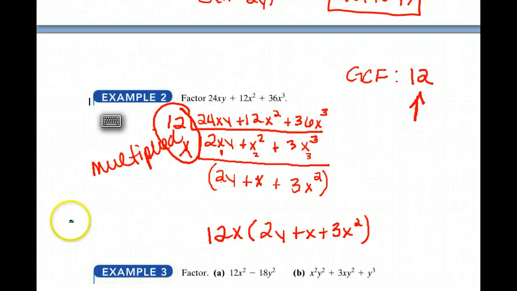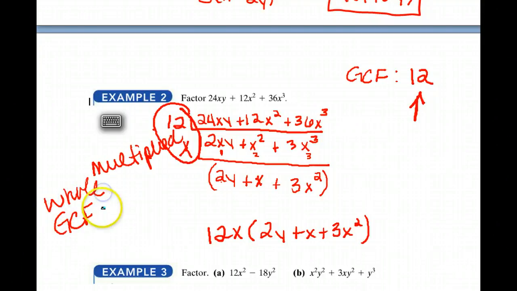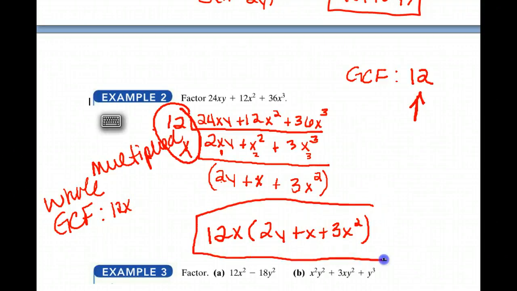So that means that the whole GCF, for example 2, was 12x. And the final answer for example 2 is 12x times the quantity of 2y plus x plus 3x squared.